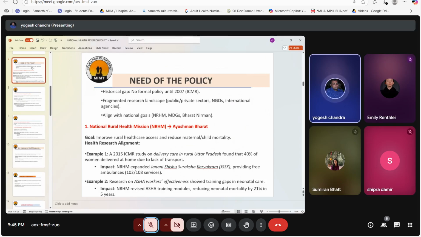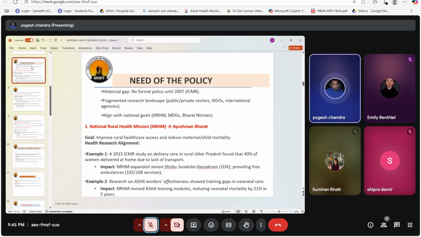We saw that initially there was a large gap in neonatal care and postnatal care, and this was also being researched by some agencies. And afterward, NRHM revised the ASHA training modules. They included a lot of modules that address neonatal care, and skilled birth attendant kind of training was provided. That is all based on some kind of research. And what is the impact of that? Neonatal mortality rates were reduced by 21% in 5 years.